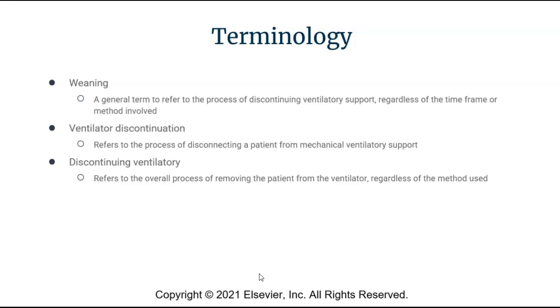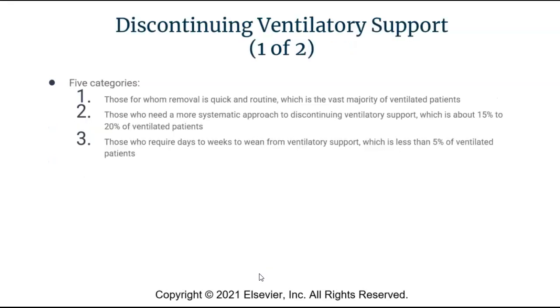Vent discontinuation refers to the process of disconnecting the patient from the vent support. Discontinuing ventilatory aid refers to the process of removing the patient from the ventilator, regardless of what method is used. And this comes into play with the phrase terminal weaning, where you're taking the patient off the ventilator, even though you know that they're not going to sustain work of breathing on their own. That's discontinuing that vent support.